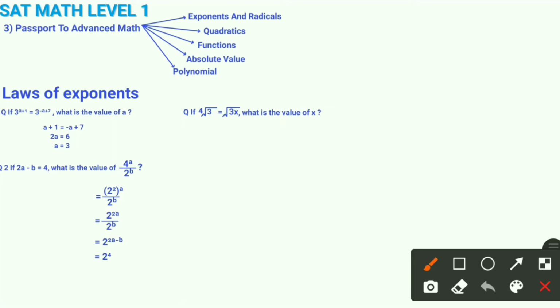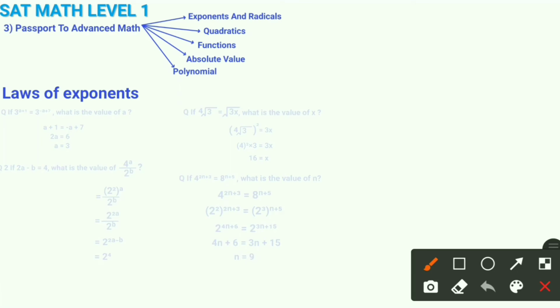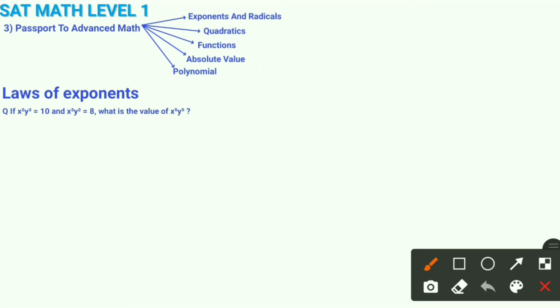In question 2, if 2a minus b is equal to 4, what is the value of this? Okay. Question 3, if this is equal to this, what's the value of x? Okay, question 4. What is the value of n? Question 5. What is the value of x to the power 5 y to the power 5?